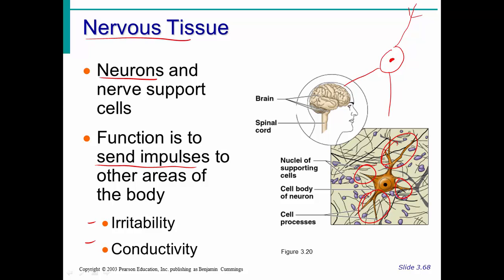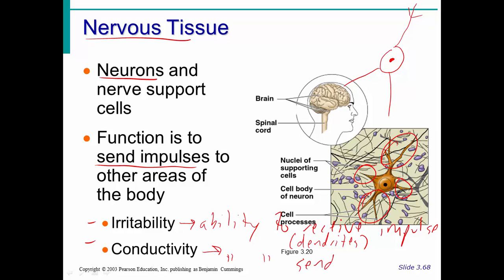Two terms that you really need to define, because we're going to refer to them throughout the year: irritability versus conductivity. Irritability is the ability to receive an impulse, and sometimes that is compromised. That might have to do with the dendrites of a neuron, which are like the catcher's mitts of all incoming impulses. And then the conductivity is the ability to send impulses.